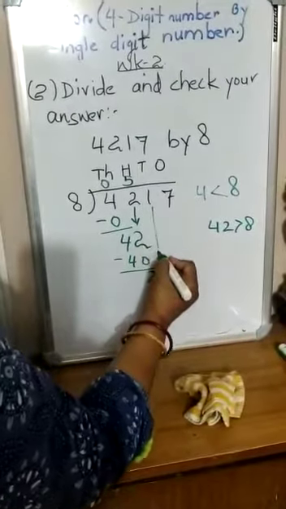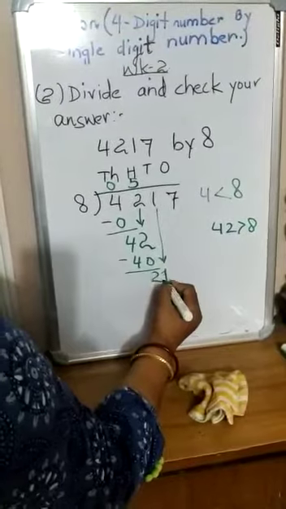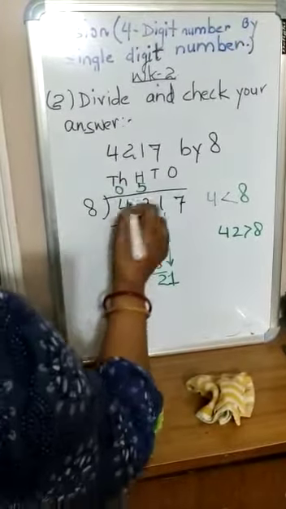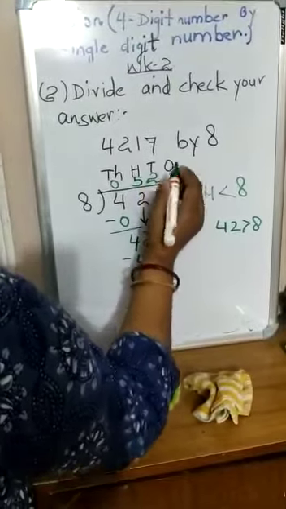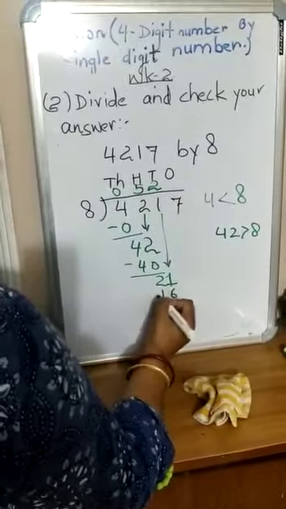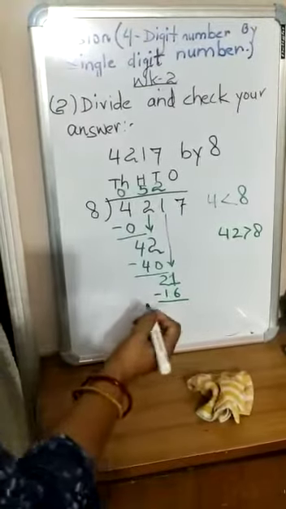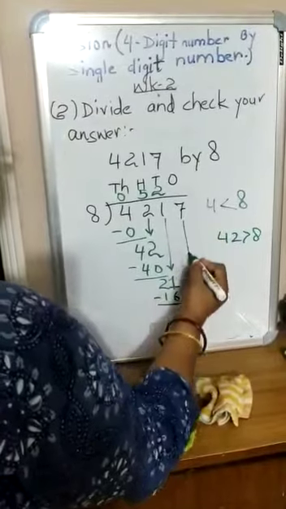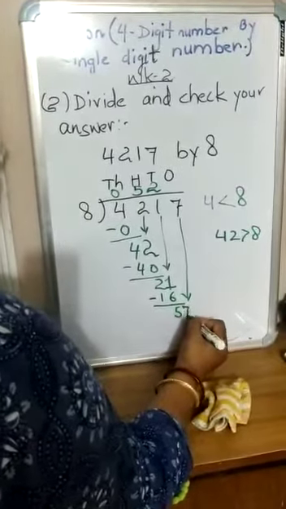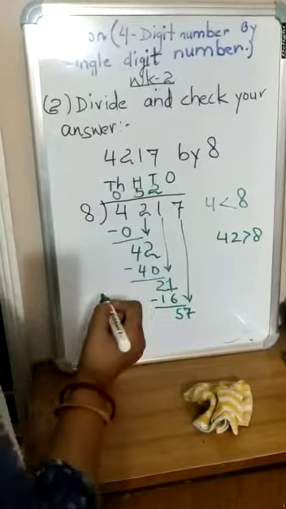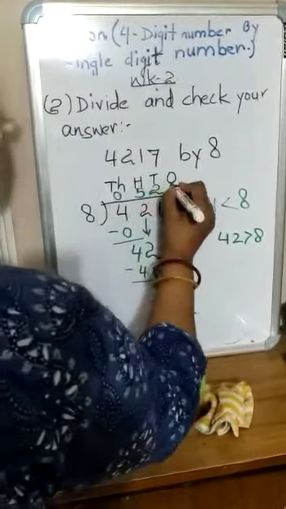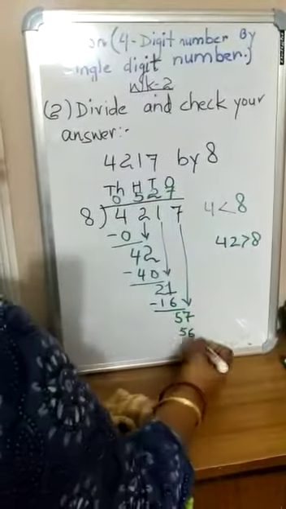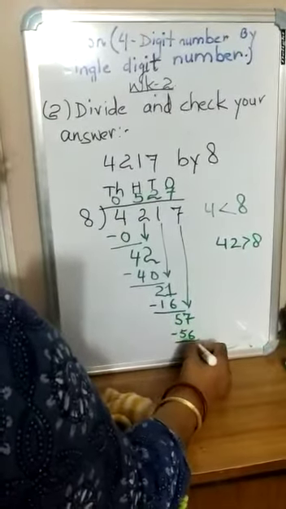Now I will put down this 1 here, 21. It becomes 21 tens. Now let's start the table. 8 twos are 16, 8 threes are 24. So 8 twos are 16. 21 minus 16 is how much? 21 minus 16 is 5. Now I put down this 7 along with 5, 57. Now it becomes 57 ones. Now let's start the table. 8 sevens are 56. So 57 minus 56 is 1.